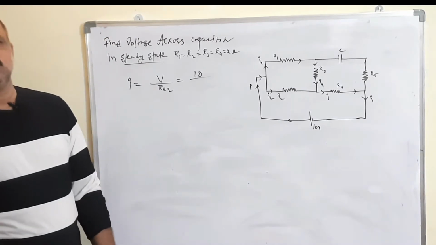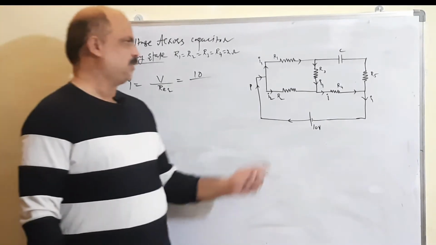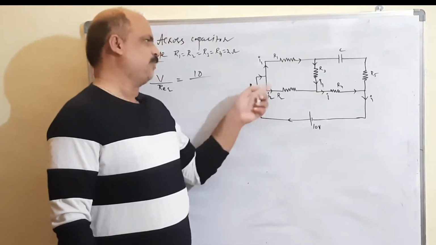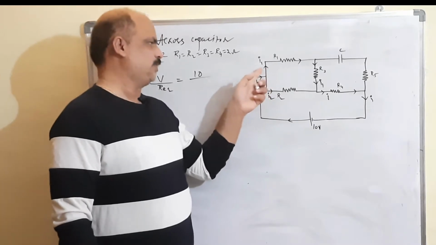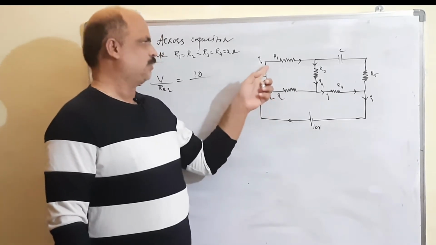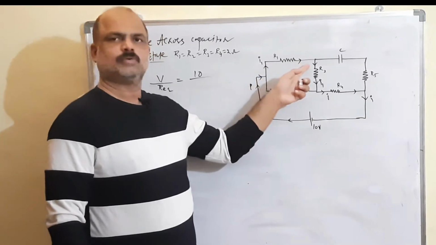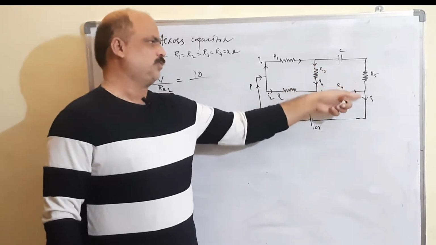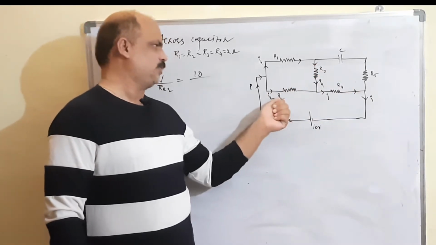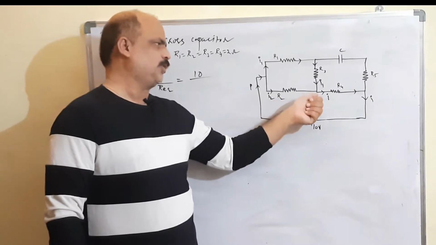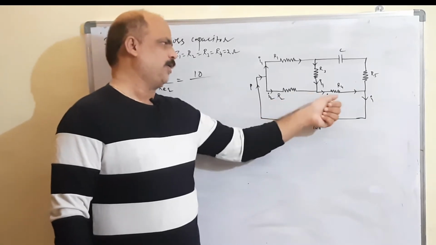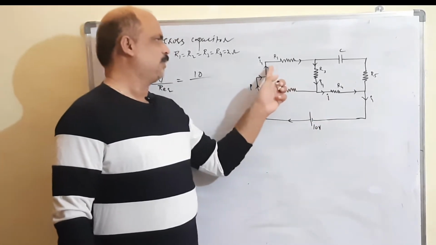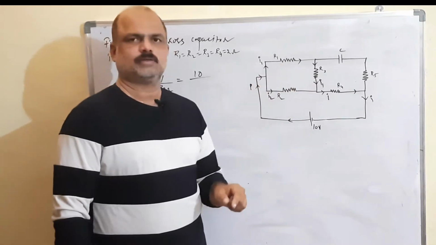Okay, total resistance. Here the current coming from the battery is I. It splits into two components, one is I1 and another is I2. I1 current is passing through R1 and R3 and no current is passing through this branch. I2 current is passing through R2 branch and both are combined at this point and coming out as I.